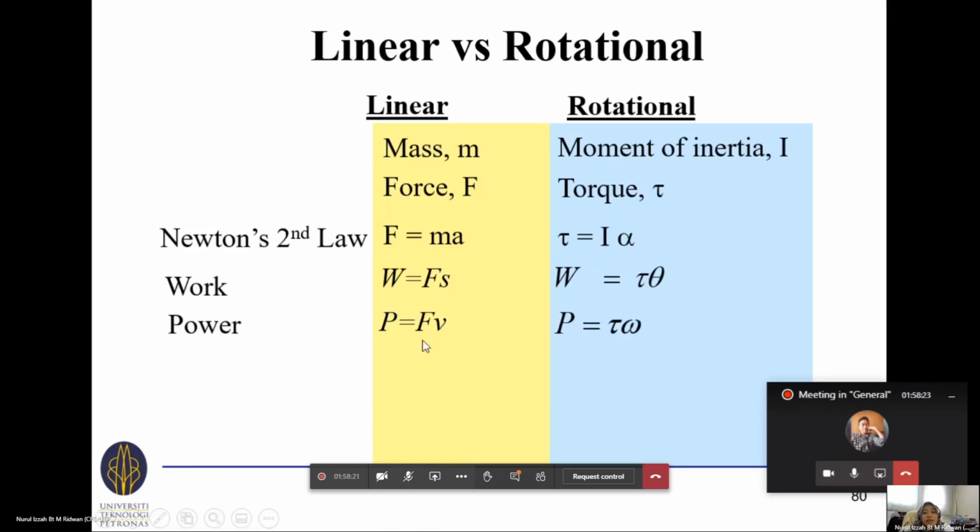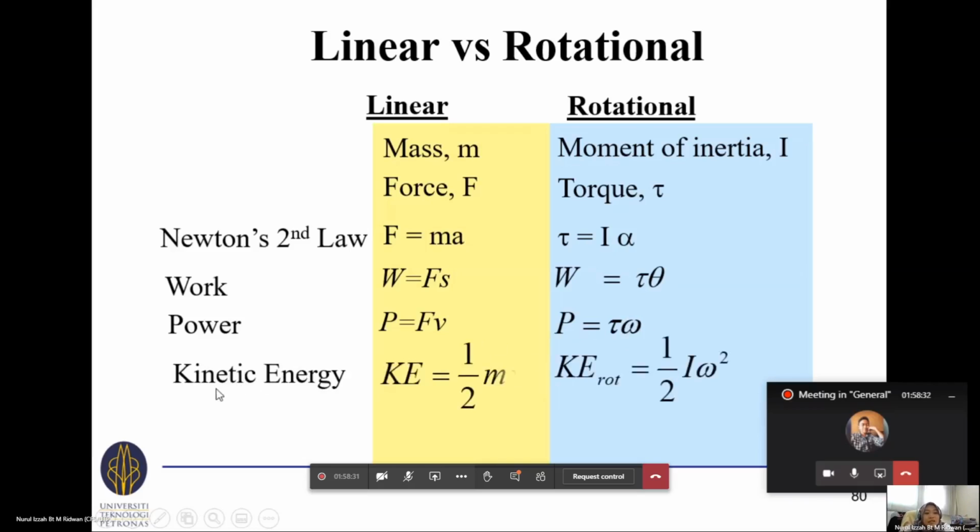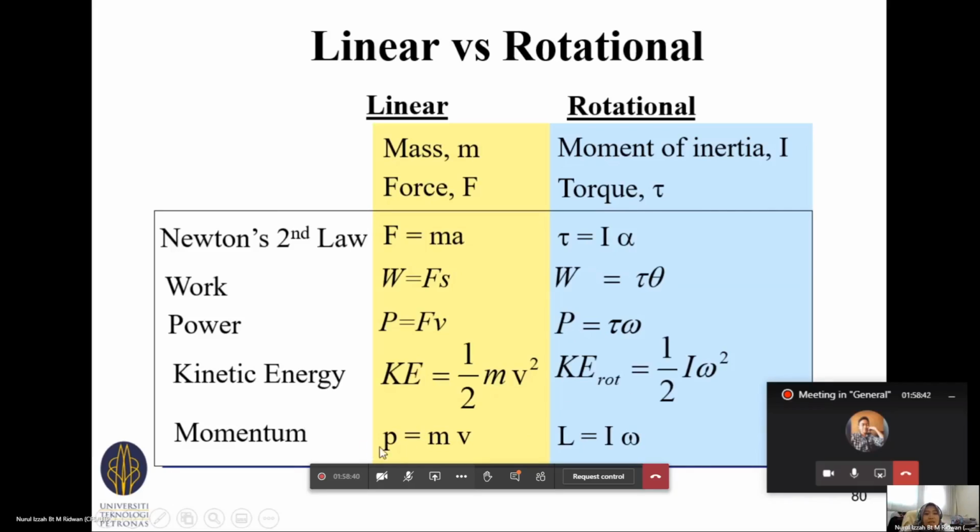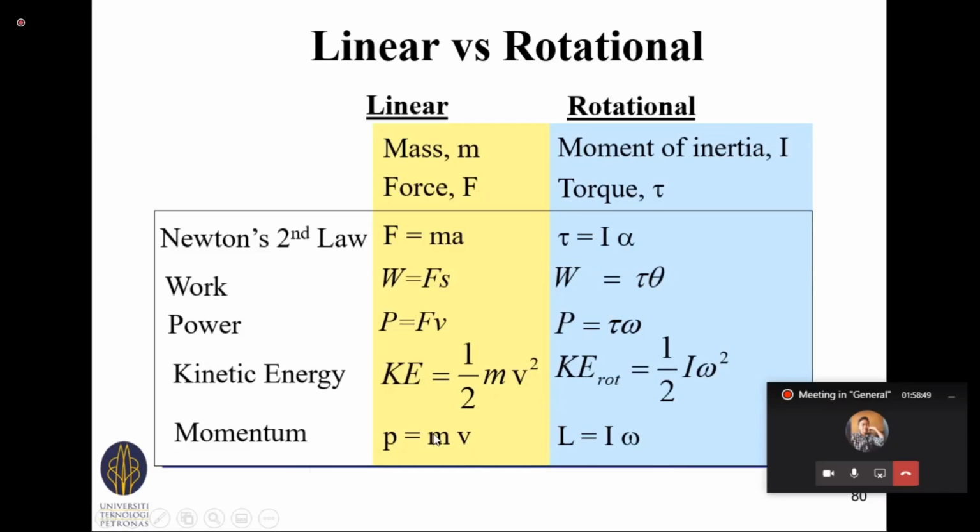For power, we previously had force multiplied by velocity. It is the same as torque multiplied by angular speed. Kinetic energy is half mv squared, and now you just change it to half I omega squared. And last but not least, momentum is P equals mv. The symbol for momentum in rotation is L, m is equivalent to the moment of inertia, and velocity is equivalent to the angular velocity or angular speed in rotational motion.